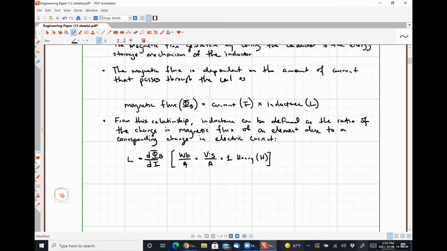We are probably going to wind up using that volt second per ampere relationship a lot just to make sure that all of our units agree, since we are used to dealing in quantities of volts and amps and all that kind of good stuff.